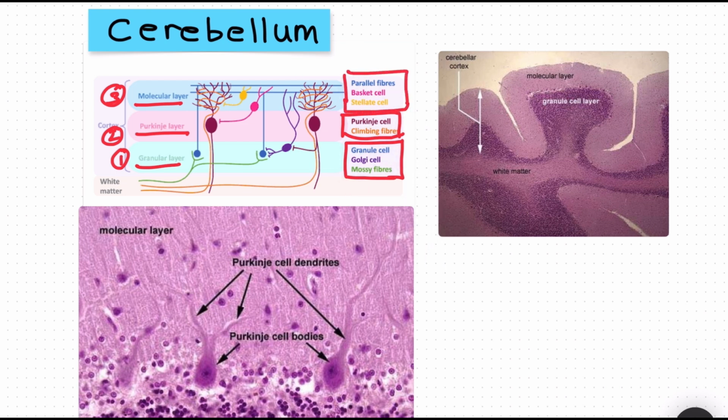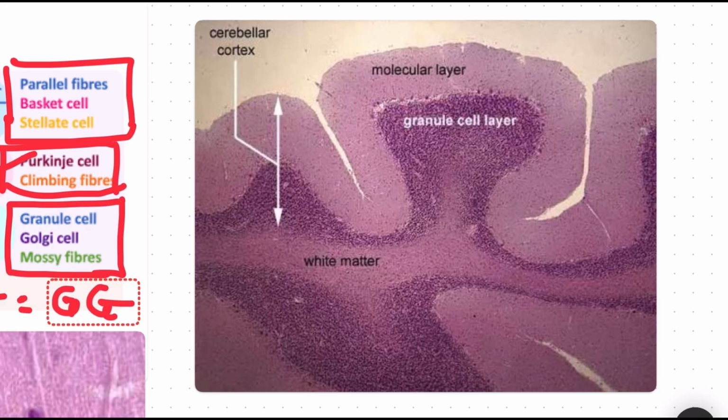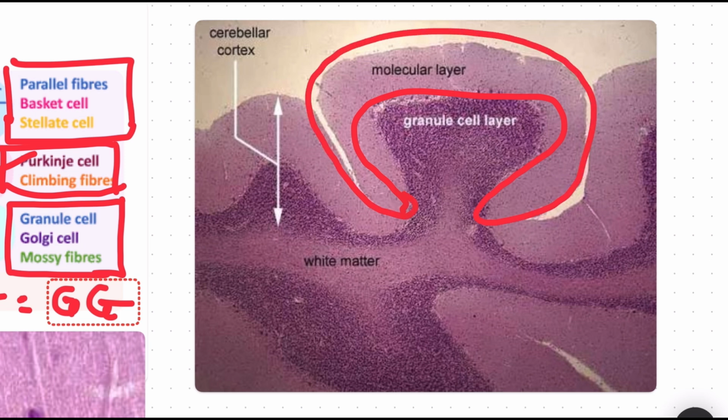So there are three layers in the cortex: granular layer, Purkinje layer and molecular layer. Granular layer has granule cells and Golgi cells. G is equal to GG. Purkinje has Purkinje cells as per the name. And molecular layer has what is left, basket cells and stellate cells. You can see this outer layer is molecular layer and this is granule layer.